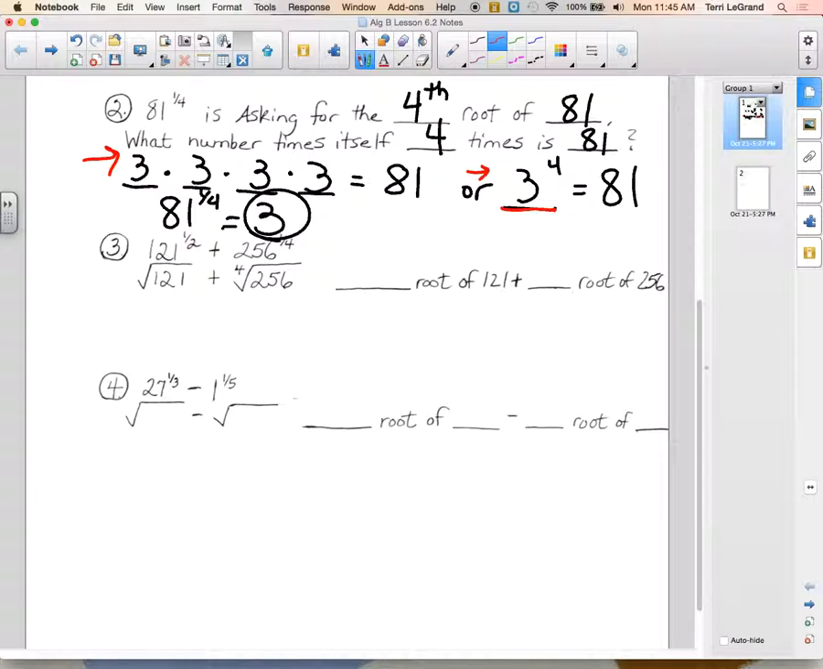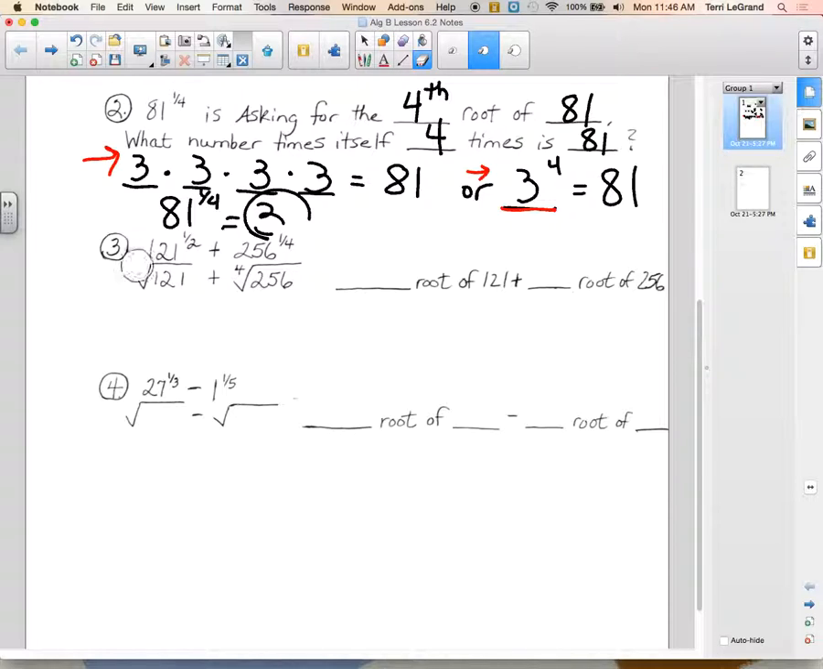Okay, let's go on to number 3 then. We have 121 to the 1/2 power plus 256 to the 1/4 power. I'm pretty sure that's what it says there, but my thing kind of covered it up. 256 to the 1/4 power. Notice what I did. I want us to get used to also that we might see it written with the radical sign rather than the fractions. So 121 to the 1/2 power really means the same thing as the square root of 121.